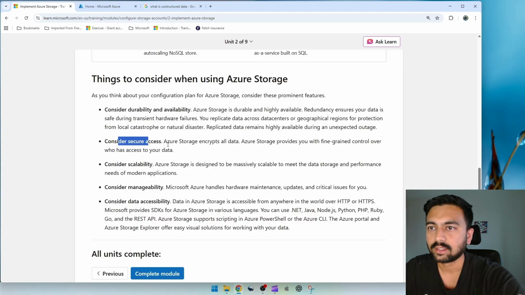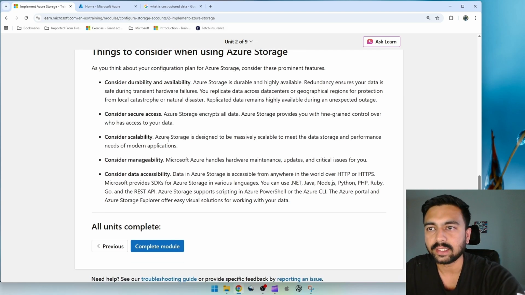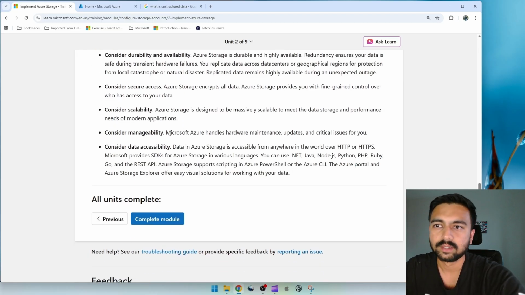Secure access: Azure Storage encrypts all data, so that's why it's always secure. Scalability: designed to be massively scalable to meet the data storage and performance needs of modern applications. So pretty self-explanatory.